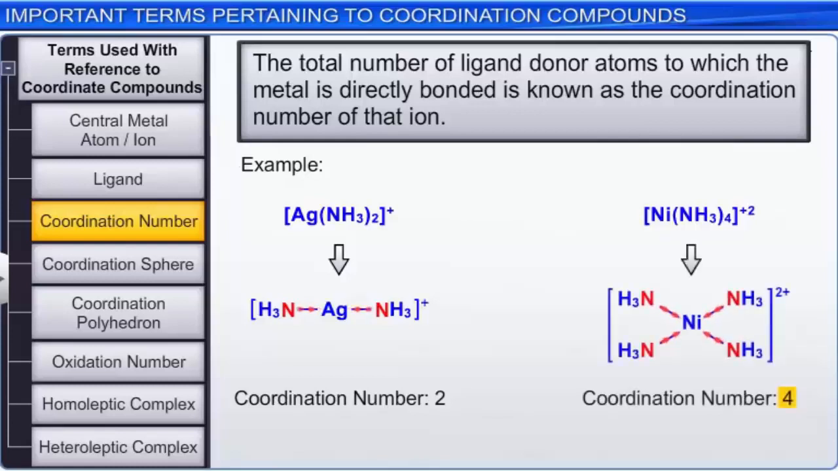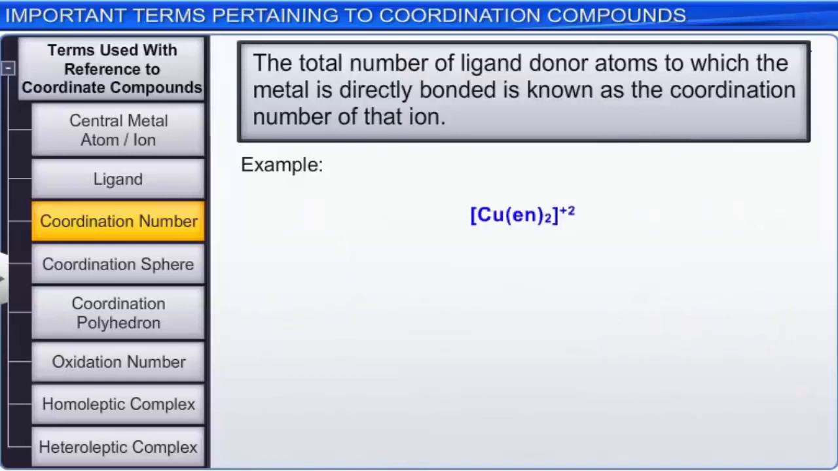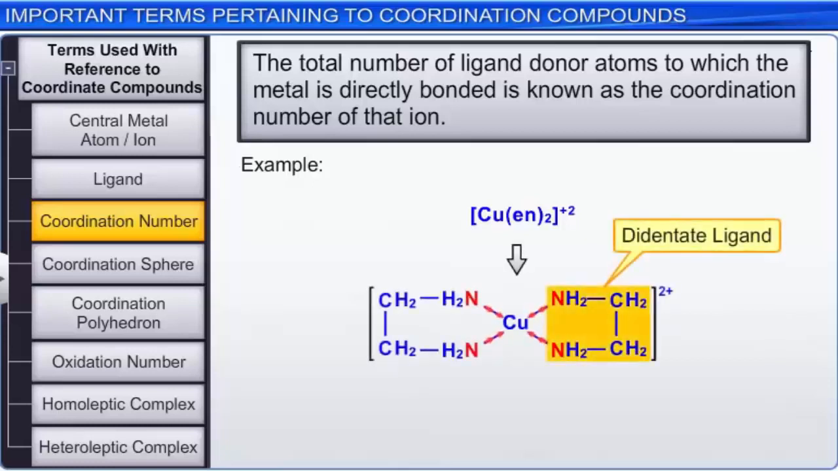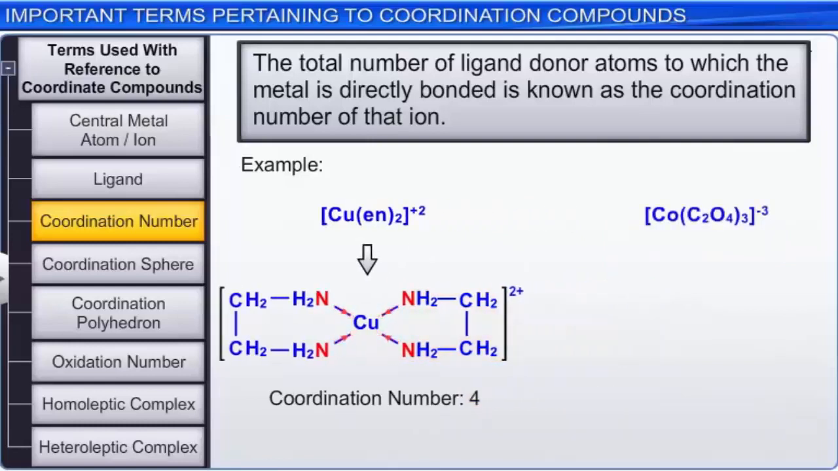Similarly, the coordination number of copper in [Cu(en)2]2+, a complex with a didentate ligand, is 4, while that of cobalt in [Co(C2O4)3]3-, another complex with a didentate ligand, is 6.